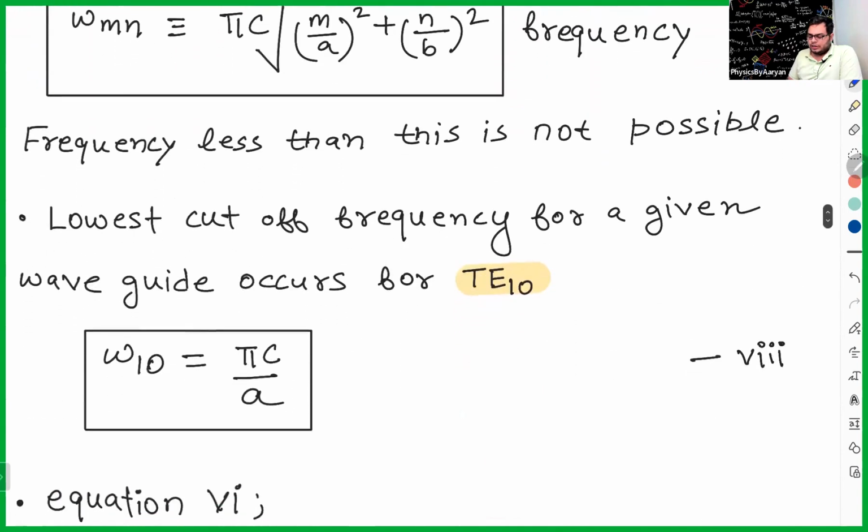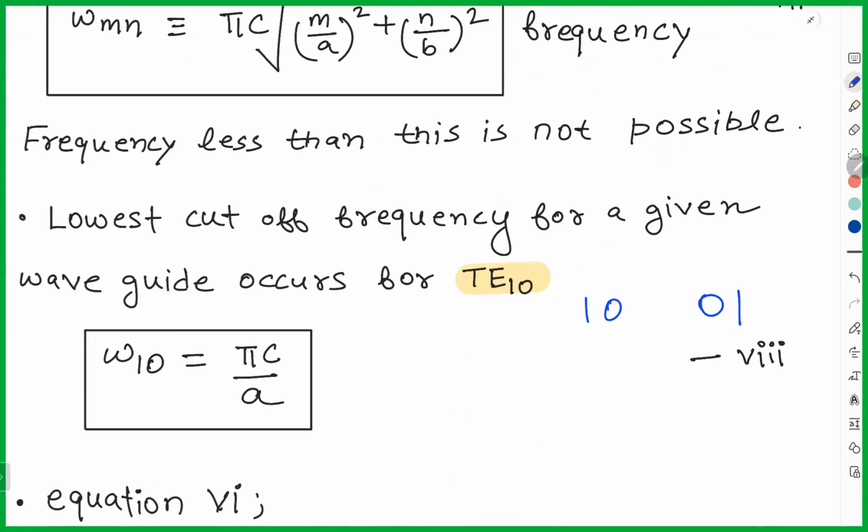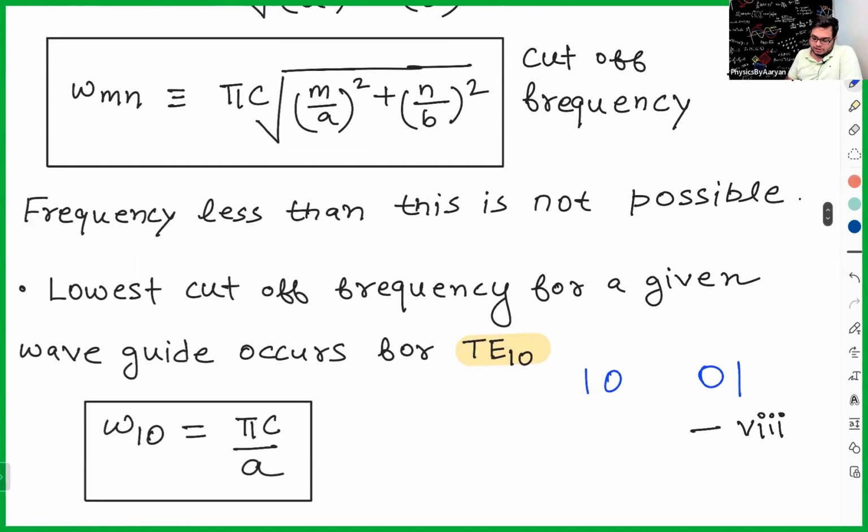Now I already told you that 0 0 is not possible. So what is the minimum which is possible? You tell me. 1 0 is the minimum or 0 1 is the minimum? 1 0. Because if I put 1 0, let's say I put 1 0 here.